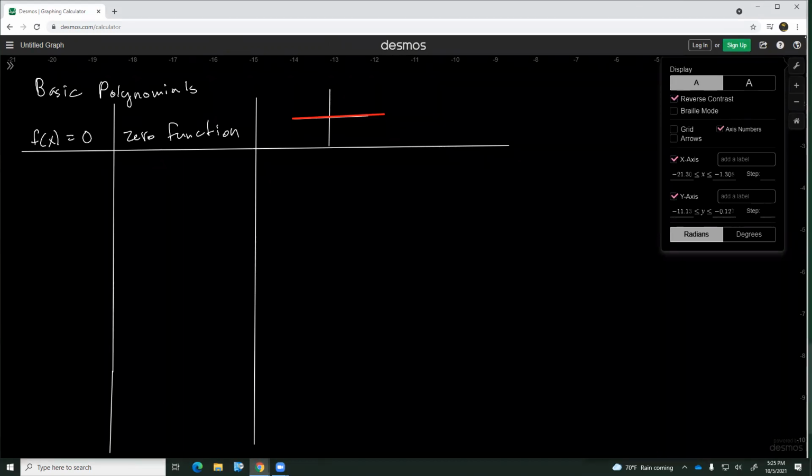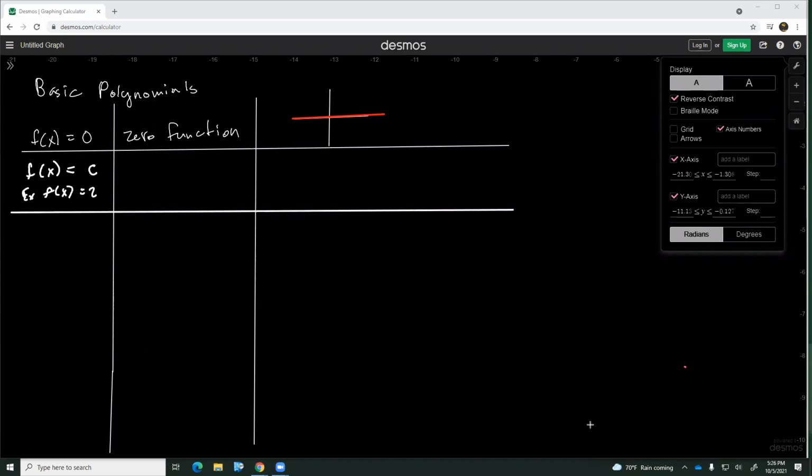So that's our zero function. Then the next one we're going to talk about is, let's say f of x is equal to some constant c. An example of this would be f of x equals 2, but any constant c. Then what we would have here is a constant function, which would be something kind of like this, where it's not at 0, but it is just straight across. It's constant. It's not really going much anywhere. Does that make sense?